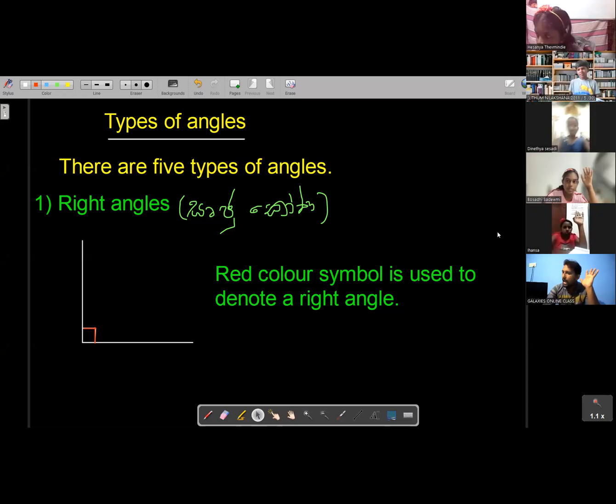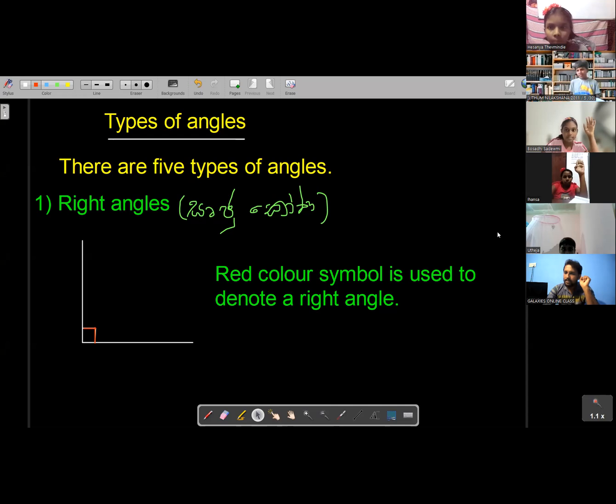Who know? Hands up. Bosadi, no? Okay, what is the answer, Bosadi? Corner of the table. Corner of the table, no? Right? Corner of the table, you can see like that right angle.